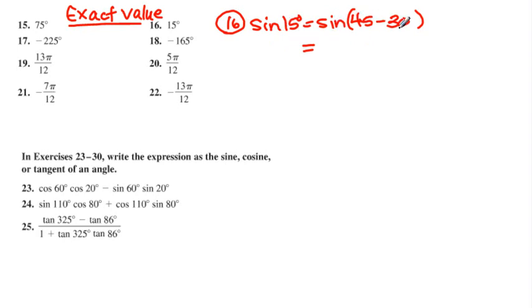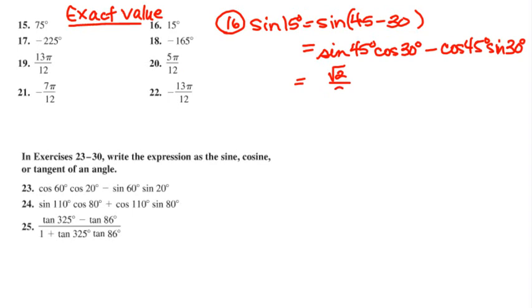So the sine of 45 minus 30, if we use our formula, would be the sine of 45 degrees times the cosine of 30 degrees minus the cosine of 45 degrees times the sine of 30 degrees. Okay? And now, what is the sine of 45 degrees? Well, it's the square root of 2 over 2, times the cosine of 30 degrees would be what? The square root of 3 over 2. Cosine of 45 degrees is square root of 2 over 2. And the sine of 30 is 1/2.